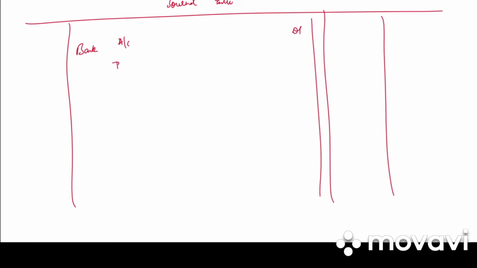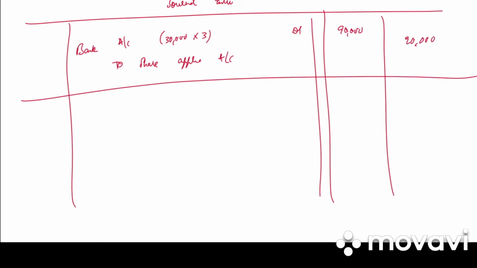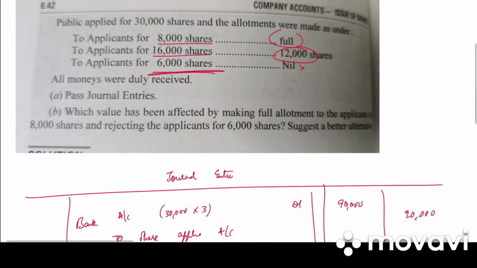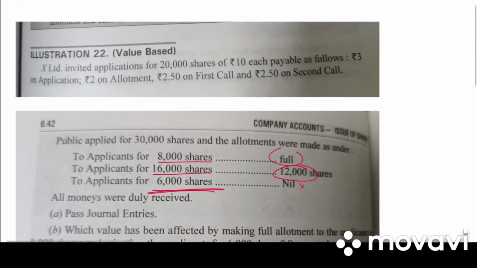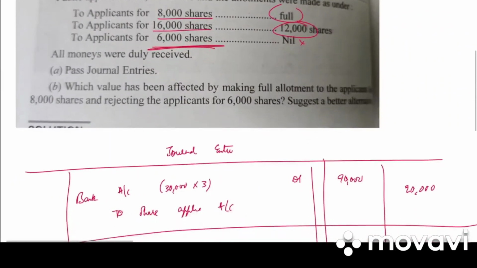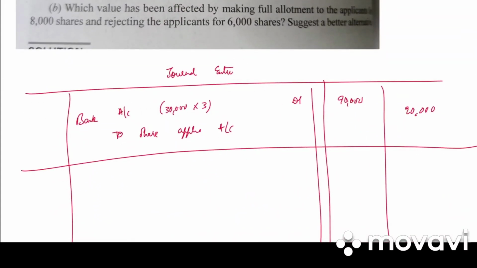Bank account debited to share application account. That is 30,000 into 3 is application, 90,000 debit, 90,000 credit. Write the narration: application received for 30,000 shares. Next they have said that they invited only 20,000 shares. So what will be the journal entry?